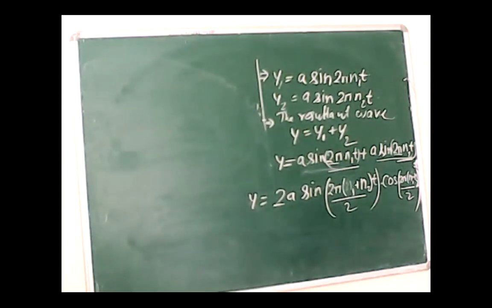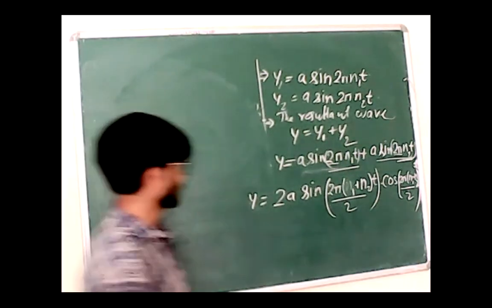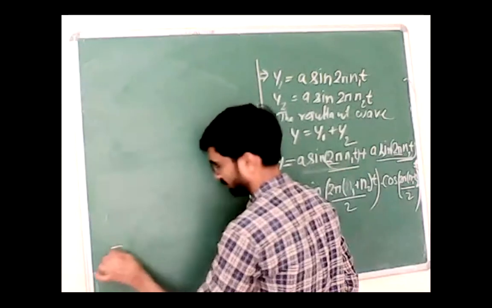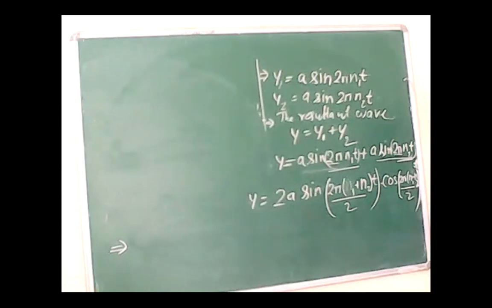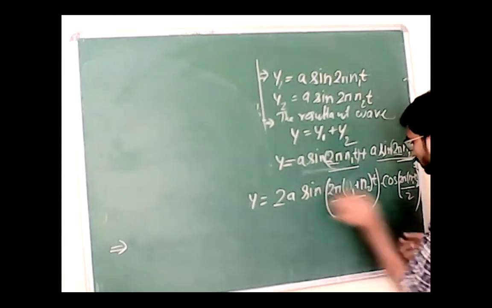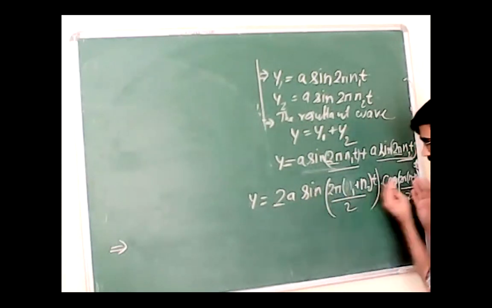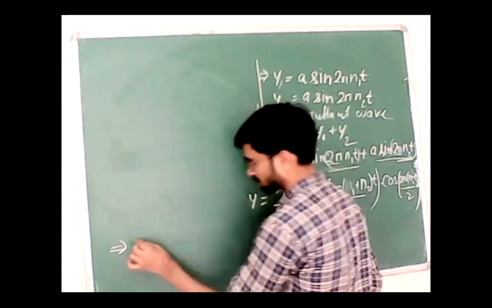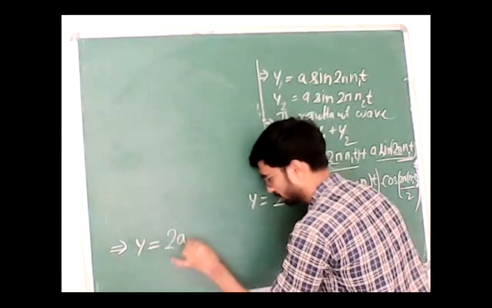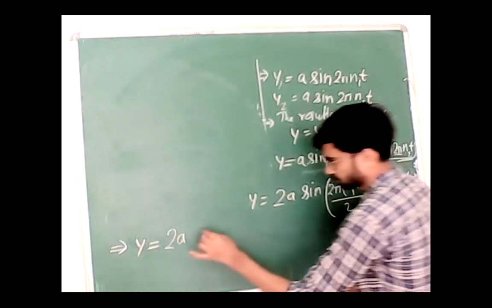Is it understood? Yes, sir. Now after that, rearrange this equation. How? Just take this cos over here. Meaning, bring the cos forward and write it here, and write the sin behind. So this equation will become y equal to 2a into this cos term.